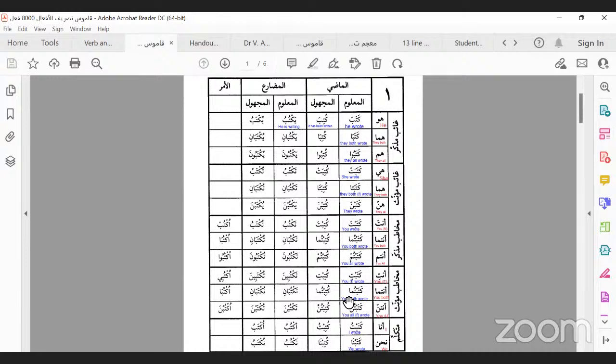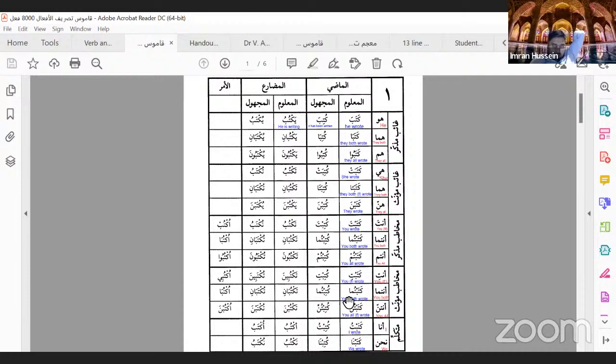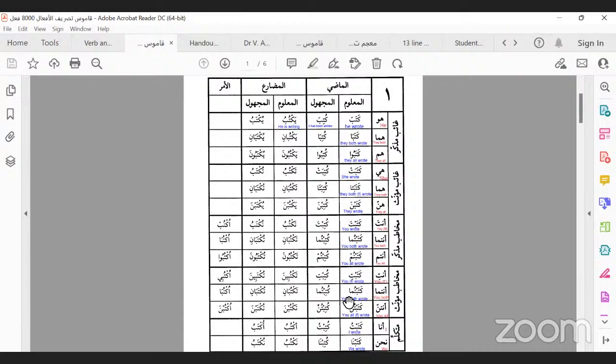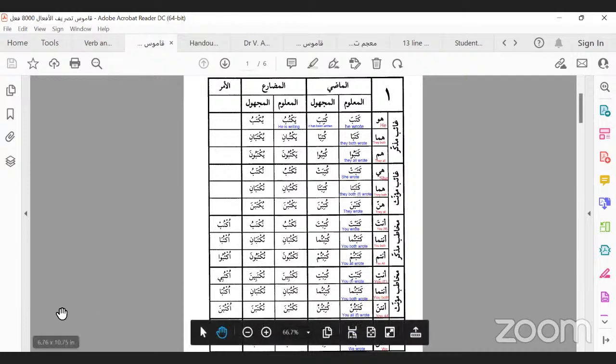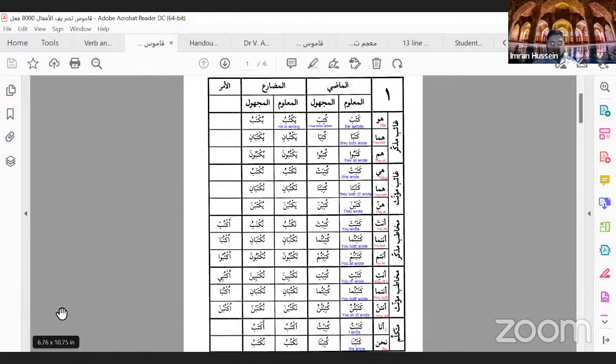Okay, it's kataba, katabu, katabat, katabata, katabna, katabta, katabtuma, katabtum, katabti, katabtuma, katabtunna, katabtum, katabna. Excellent. Is that clear?